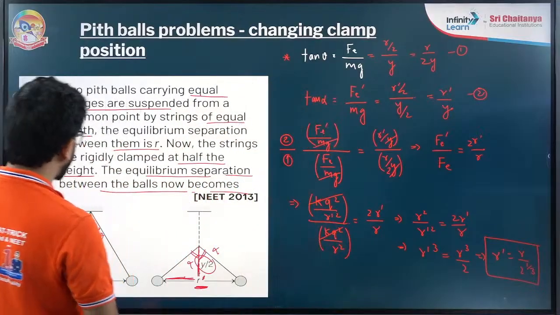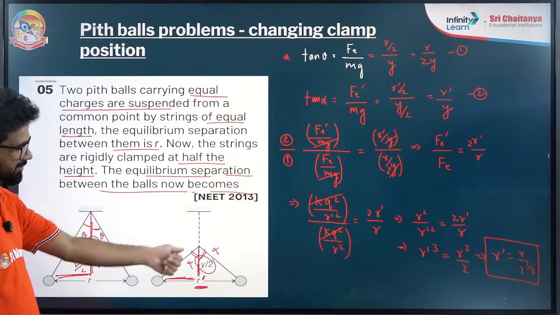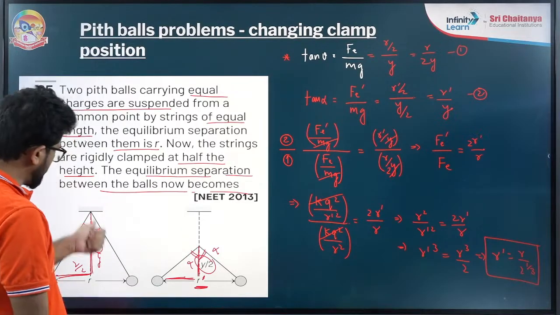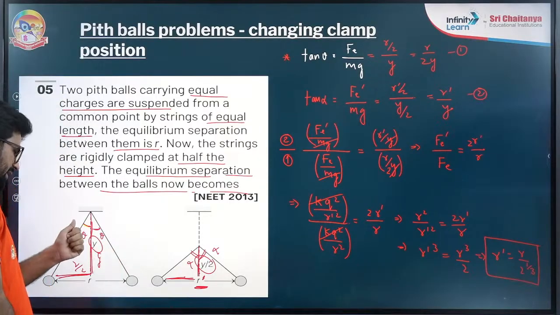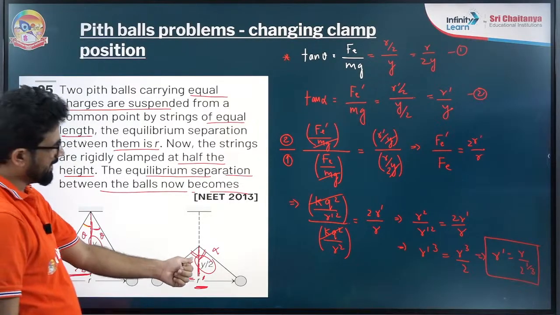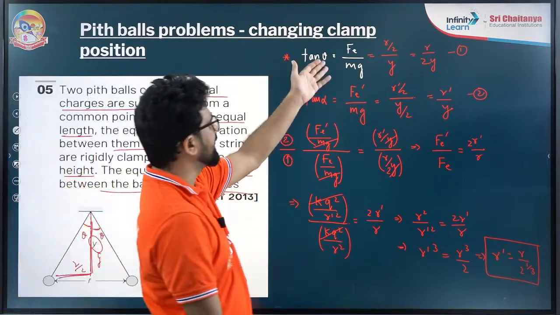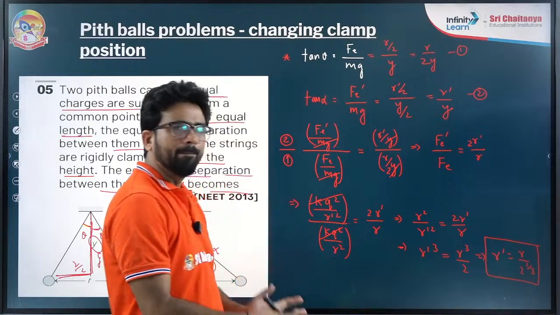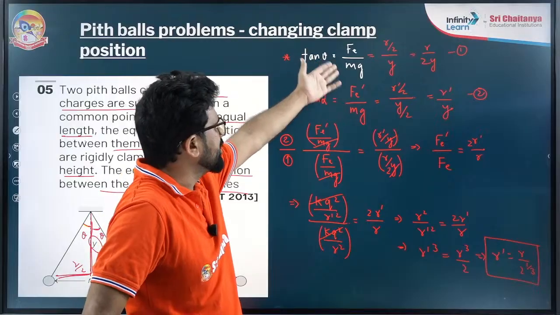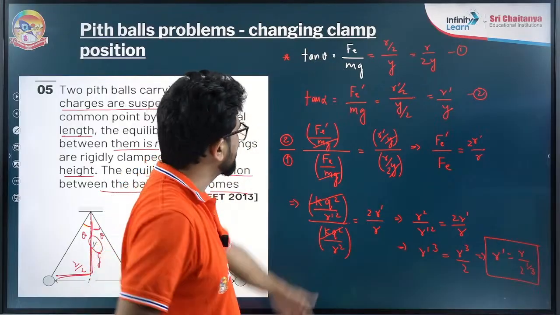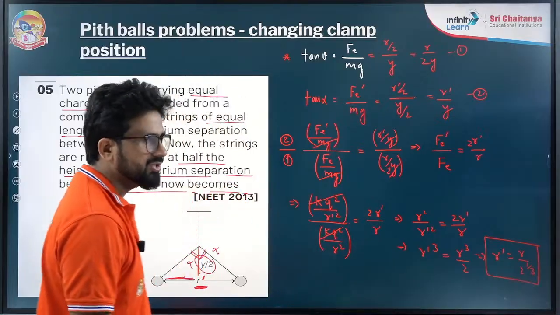I am repeating again, listen carefully. Initially you are clamping at a height of y. Now the height is y by 2. That means theta is going to change with the vertical. If initially we assume it theta, then we say this is alpha. The angle changed, so initially tan theta, then tan alpha. But the basic formula, tan theta is equal to Fe by mg, will remain the same. This is Fe by mg, this is Fe prime by mg, because mass is not going to change.